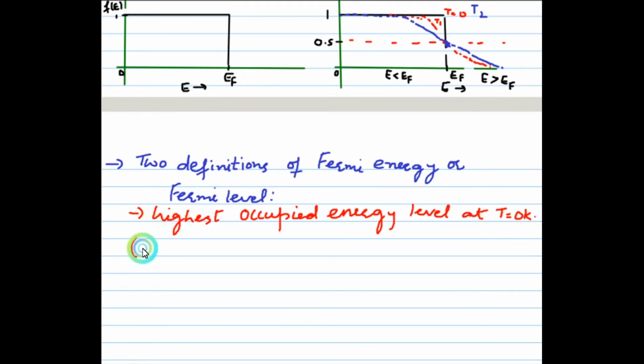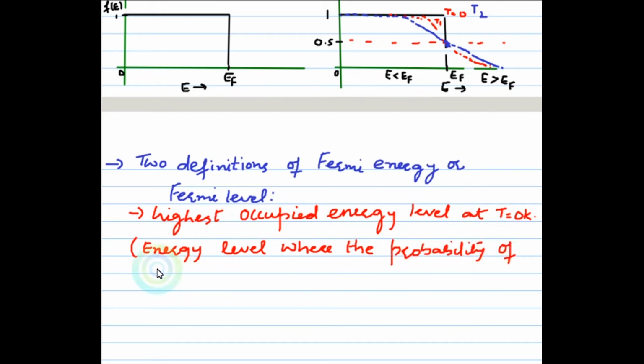That is, it is the energy level where the probability of finding an electron is maximum, but this definition holds only at temperature of 0 Kelvin. The second definition, so this is one definition.